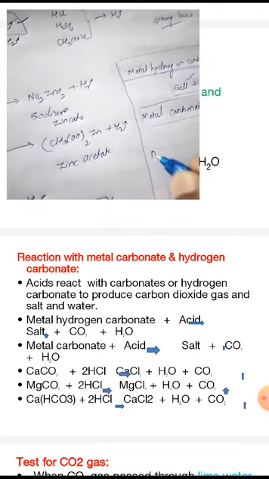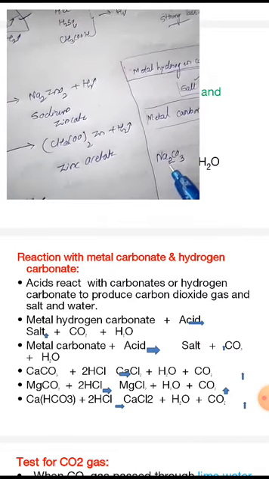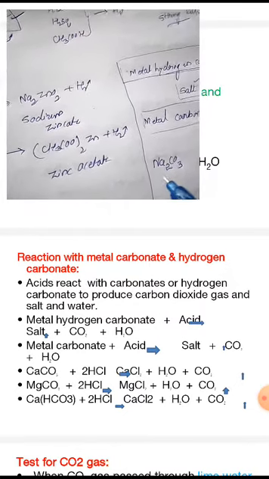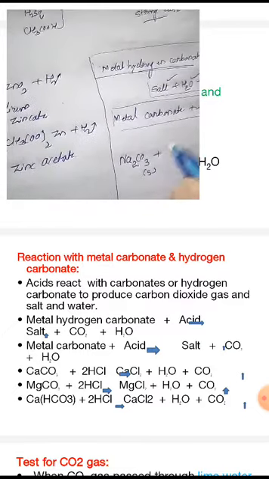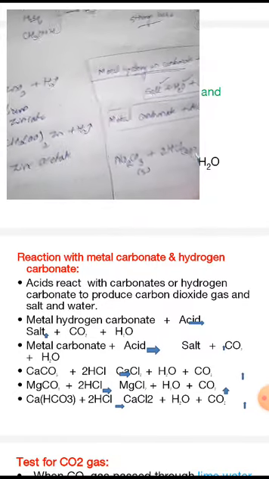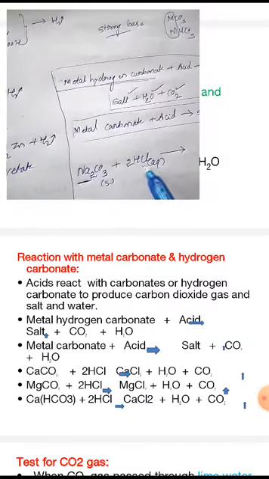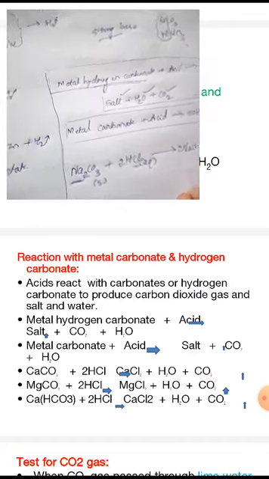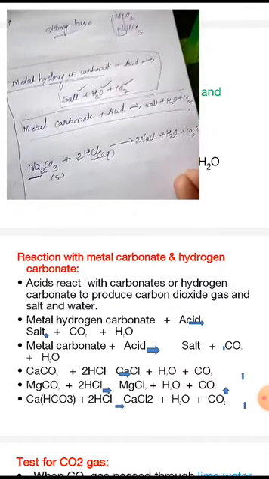See, I'm taking sodium carbonate, Na2CO3. It is a metal carbonate, not a metal bicarbonate. Bicarbonate means H is there. Sodium carbonate in solid state reacts with hydrochloric acid, HCl, which is in aqueous form. What does it produce? It produces salt. See, this sodium combines with this chlorine, it produces sodium chloride, 2NaCl. Then it releases water. Then it produces carbon dioxide gas.